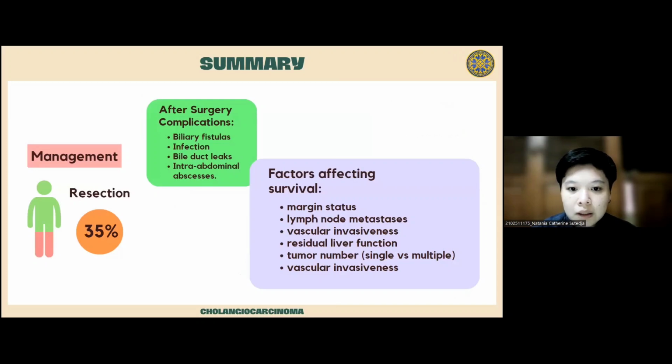So the management of cholangiocarcinoma is basically by resection, but usually only 35% can be resected. Complications after surgery include biliary fistulas, infection, bile duct leaks, and intra-abdominal abscess. And there are factors affecting survival of the patients, including margin status, lymph nodes, metastasis, vascular invasiveness, residual liver function, tumor number, and vascular invasiveness.